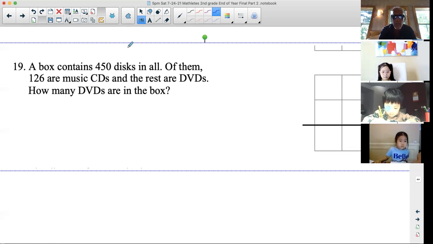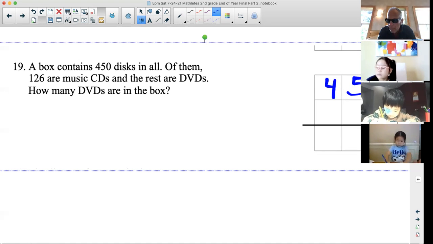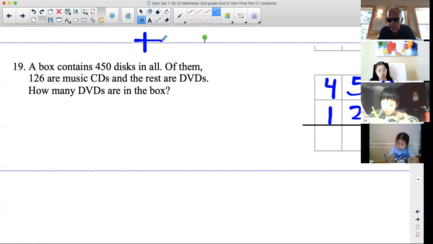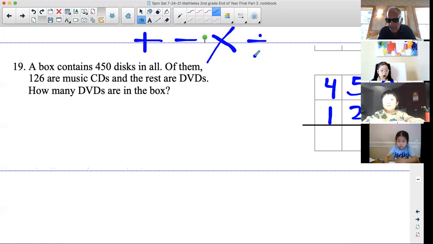So when you guys looked at this, did you say 450? And what did you do with 126? Did you do addition, subtraction, multiplication, or division? What do you think you would do? Subtraction.